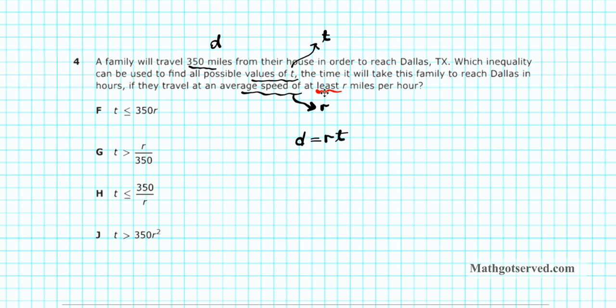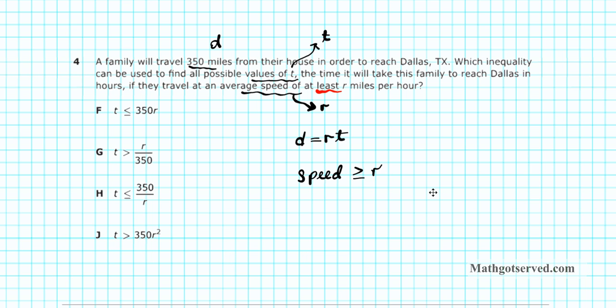So the speed is at least r miles per hour. So if the speed is at least r miles per hour, that means that the speed can be r miles per hour or greater. Okay, so speed is going to be greater than or equal to r miles per hour.